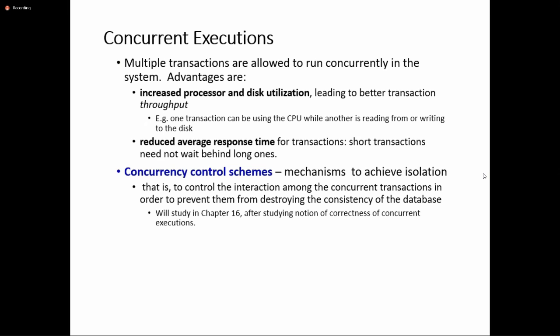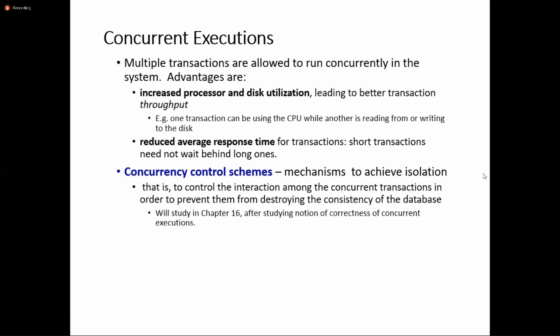But is it possible to withdraw both? No, because when one transaction completes, 500 is deducted, and then the other transaction starts and wants to deduct 600. It first checks the balance, finds insufficient balance, and then the second transaction is rolled back. That's concurrency control: it keeps the transactions in order to prevent them from destroying the consistency of the database. We will study this in the next chapter.